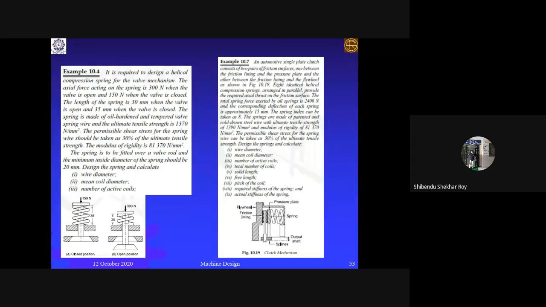One is the compression spring for the valve opening and closing in an IC engine. Another is the clutch mechanism. In this semester you are learning the valve mechanism in your IC engine class and the clutch mechanism in your machine design class. In both cases a spring is required, and spring design is the designer's job. So you have to design these two springs. You please solve these two problems, and there is no need to submit anything. You just solve this particular problem.